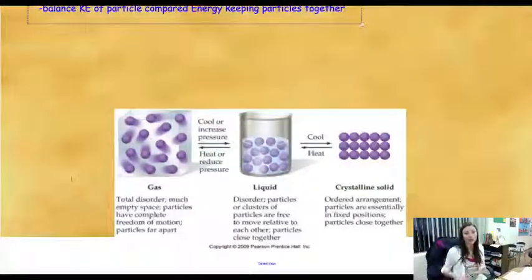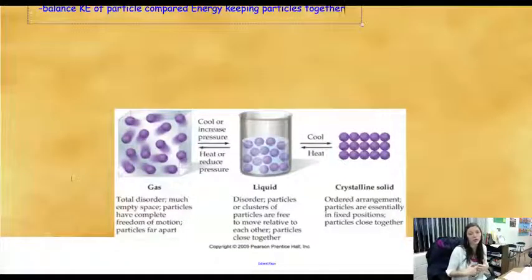Whereas in a solid, they have even less kinetic energy. So the energy between particles is the one that wins, and they stay locked in place. But they still do move a little bit when they vibrate back and forth.